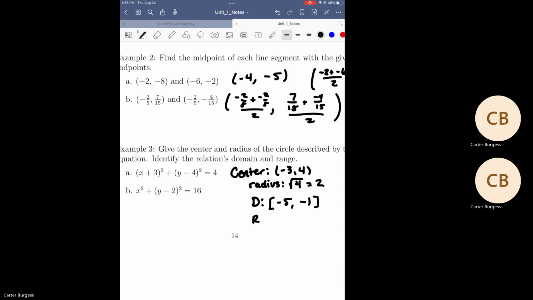Yep. And for our range, where's my starting y value? Starting from 4, very good. And if I travel 2 to the left, I'm going to end up at 2. And if I travel 2 to the right, I'm going to end up at 6. Very good.